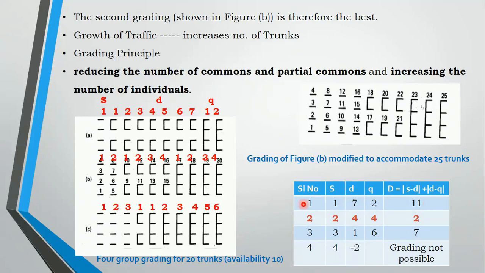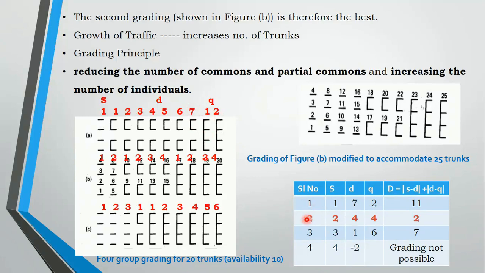So we'll try the same for the first one. For the first group, we have singles numbering one, doubles 7, and quadruples 2. You can observe here in a 4 group connection, this is the 1, 2, 3, 4 group. Singles are only 1, and how many doubles do you have? 1, 2, 3, 4, 5, 6, 7, and your quadruple connections are only 2, 1 and 2.